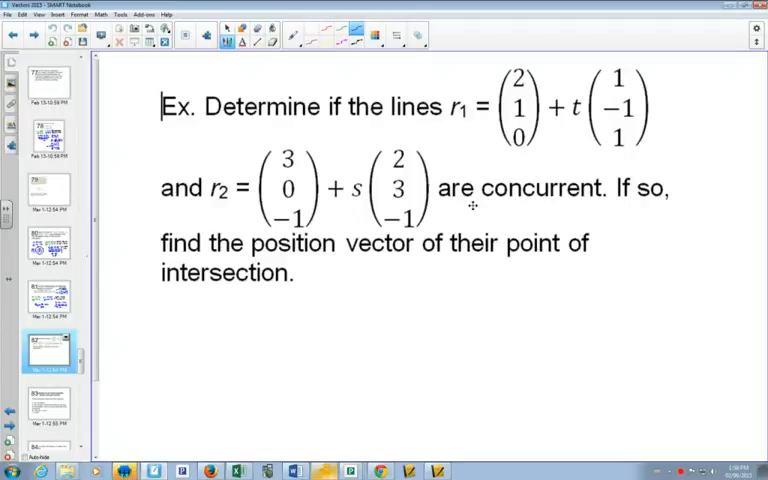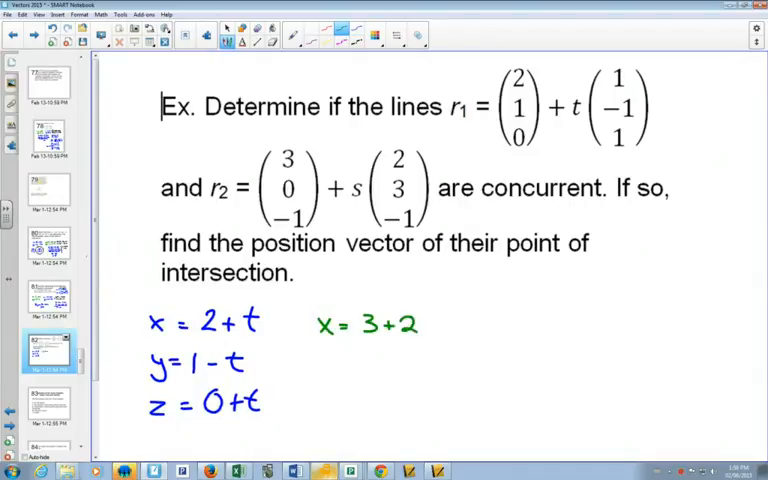Now with 3 dimensions, you still have your parametric equations, so we're going to get 2 plus t, 1 minus t, and 0 plus t. And for our second equation, and when we put these together now, we get 3 equations with 2 unknowns.